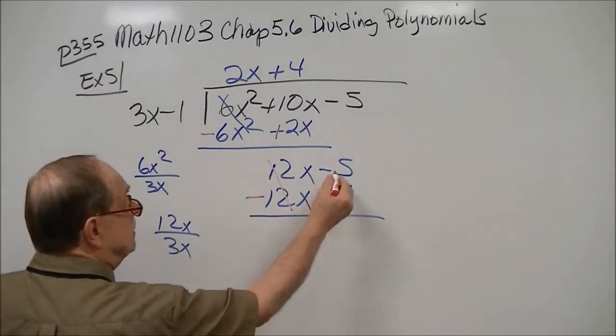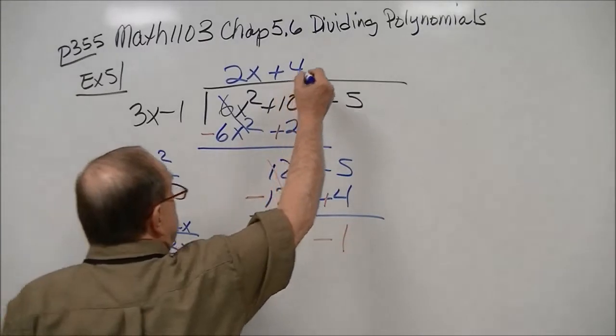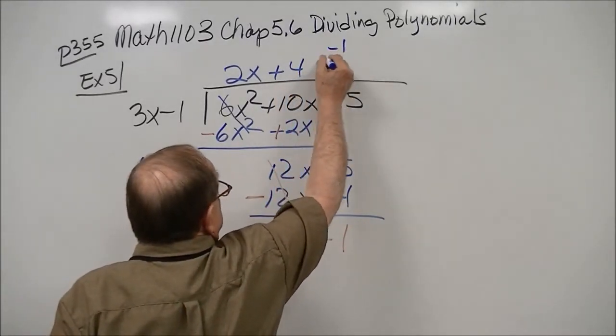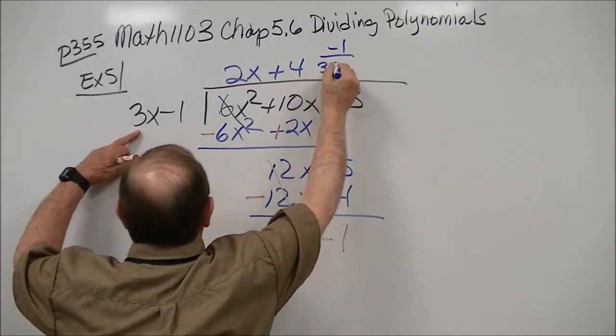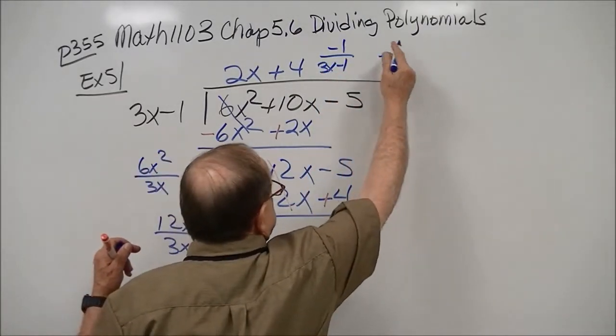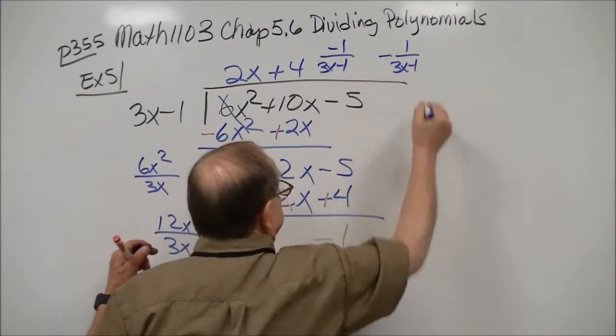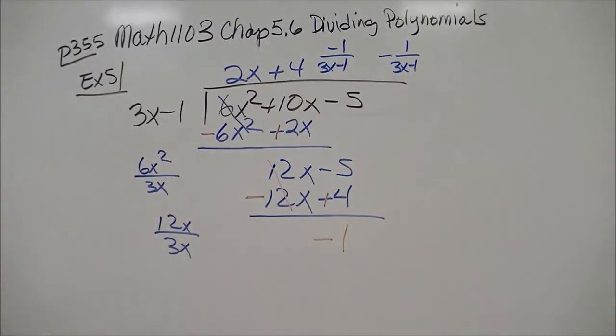Well, this cancels out. We're left with a negative 1 as our remainder. Now, how do we write that remainder? Well, we could write a negative 1 over 3x minus 1, or we could have written it as a negative by the division bar and 1 over 3x minus 1. So theoretically, both are correct, and you have to get it right.